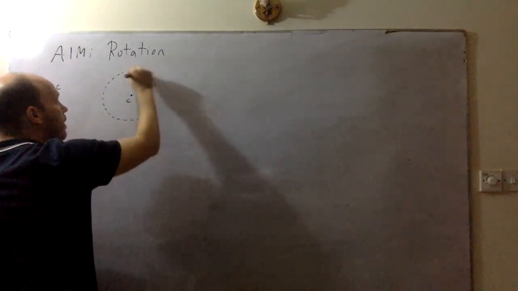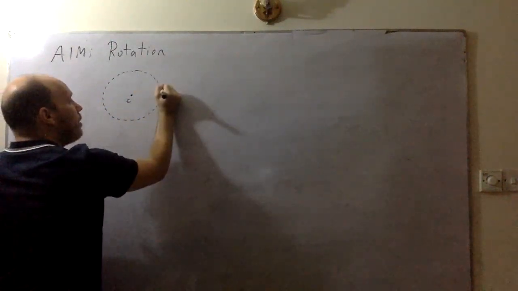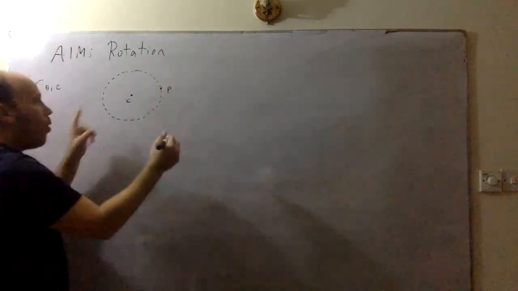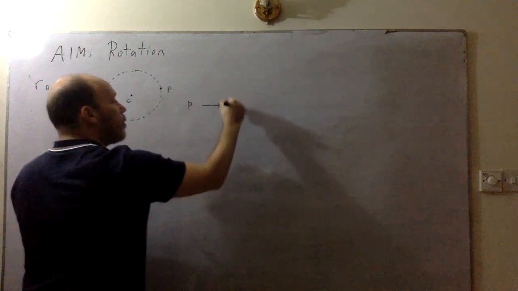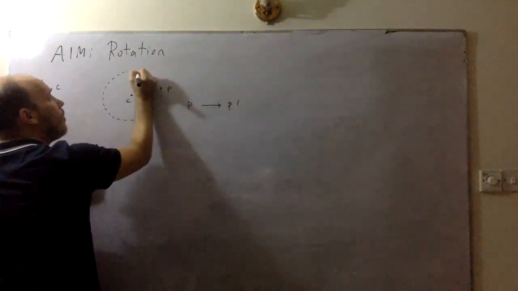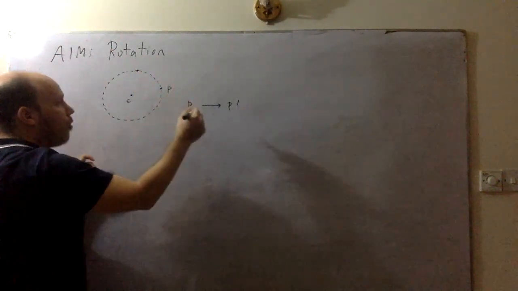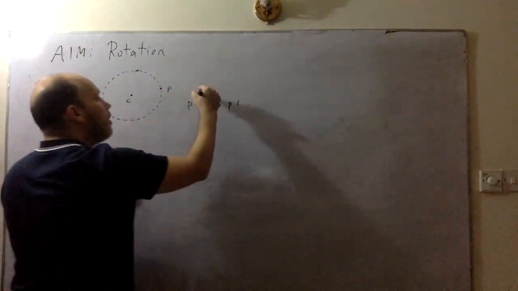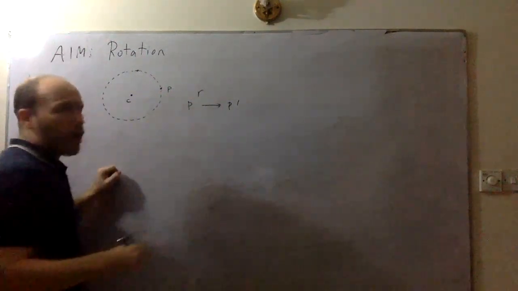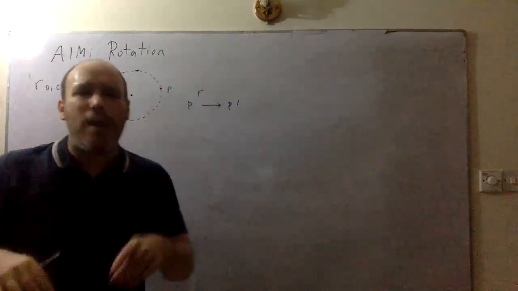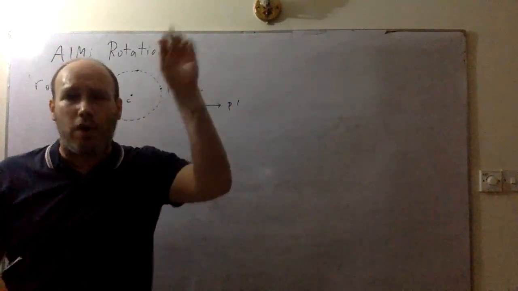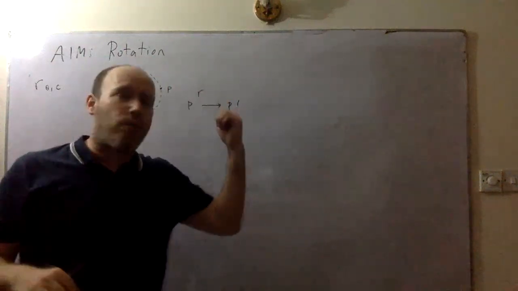Okay, and the idea is that point P gets transformed to P prime through a rotation, little r. I think for reflections I use little r. Some textbooks use little r. This textbook uses big R for reflections, little r for rotation.